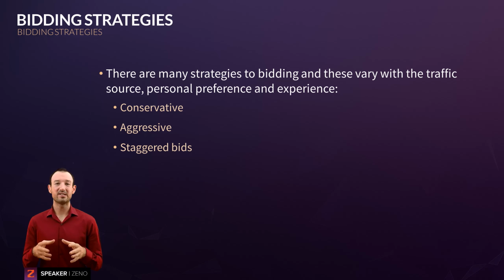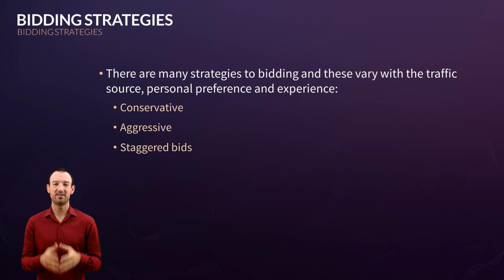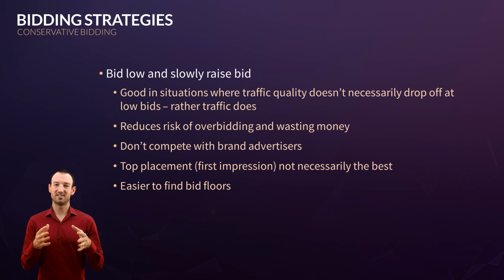But overall, there's three main strategies which I'd like to highlight, which are typically employed: conservative bidding, aggressive bidding, and staggered bids. Now, we talked a little bit about conservative and aggressive bidding when we were talking about auction theories, but you can use these on all traffic sources, regardless of the actual theories, and more as a pragmatic, practical approach to launching campaigns on that traffic source. So let's start with conservative bidding. Basically, this means you bid low and you slowly raise your bid.